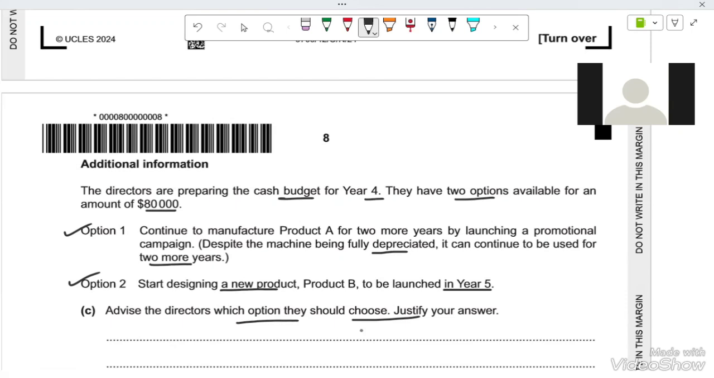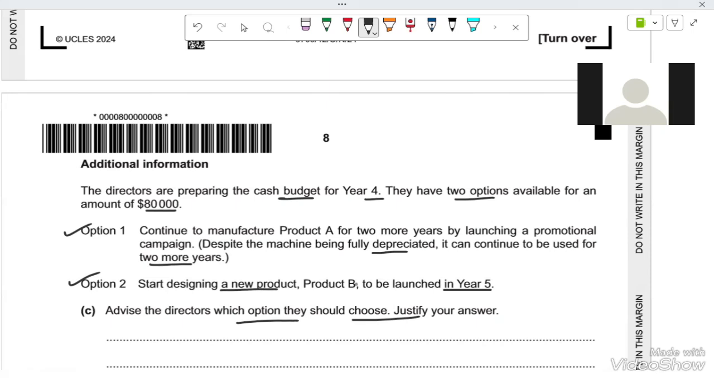Now option 2. The advantage is long-term business sustainability. Developing product B ensures that the company does not rely solely on an aging product. This future-proofs the business by introducing a product that could drive long-term profitability. However, there's a higher initial cost because designing and developing a new product takes time and money, and R&D cost, prototype testing, and marketing will require significant investment. There's also a possible need for new machines.